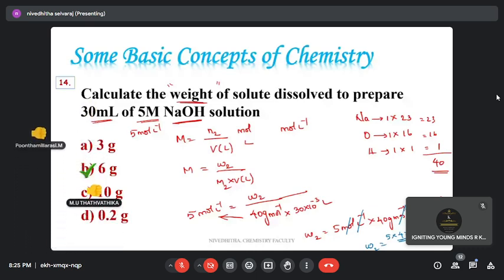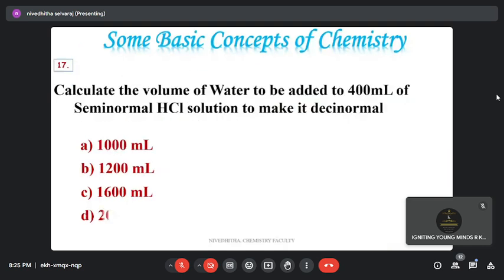Next question is, calculate the volume of water to be added to 400 ml of semi-normal HCl solution to make it decinormal.